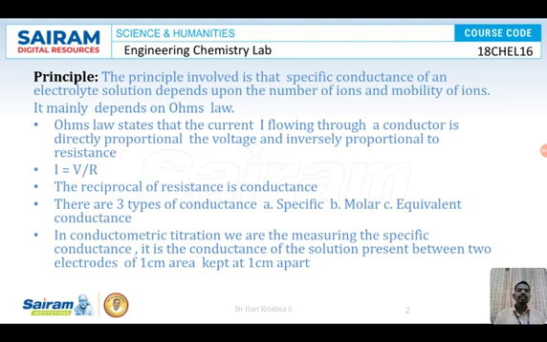So here we are going to measure specific conductance. So what is specific conductance? We're going to take two platinum electrodes of 1 centimeter square area, placed 1 centimeter apart. If you measure the conductance of the solution between these two electrodes, it is called specific conductance.